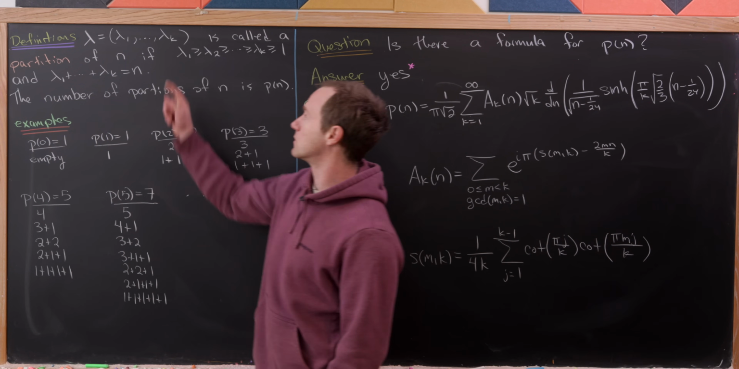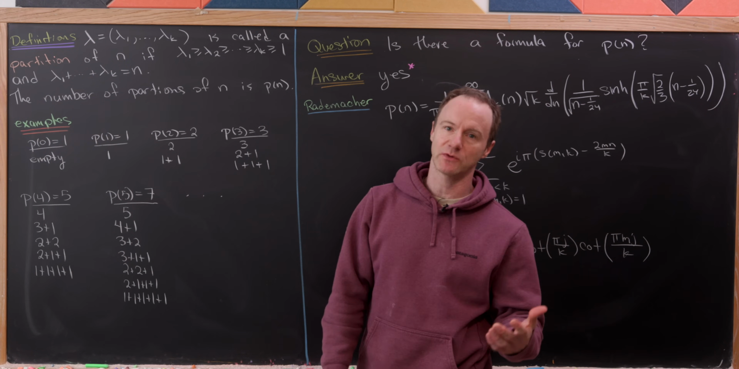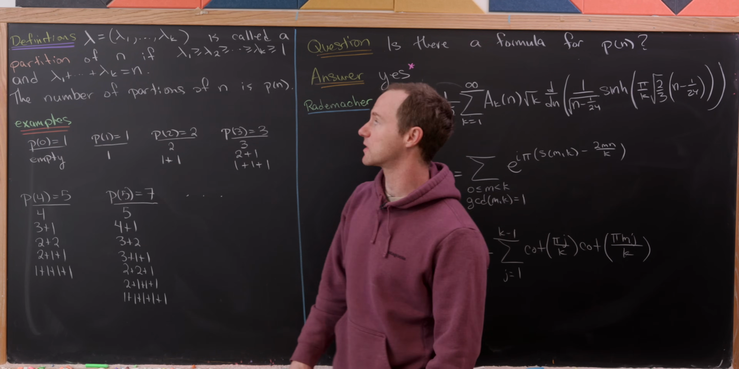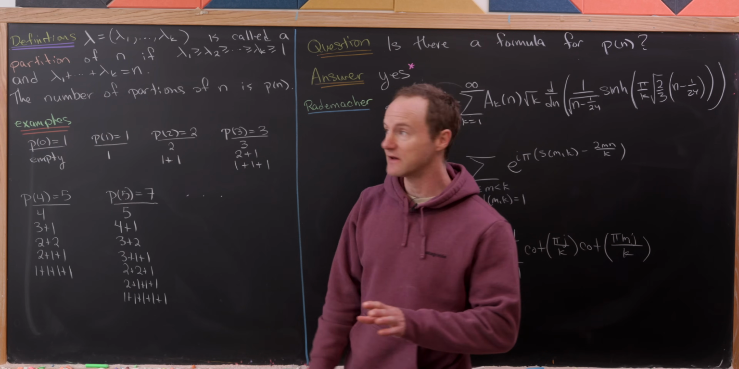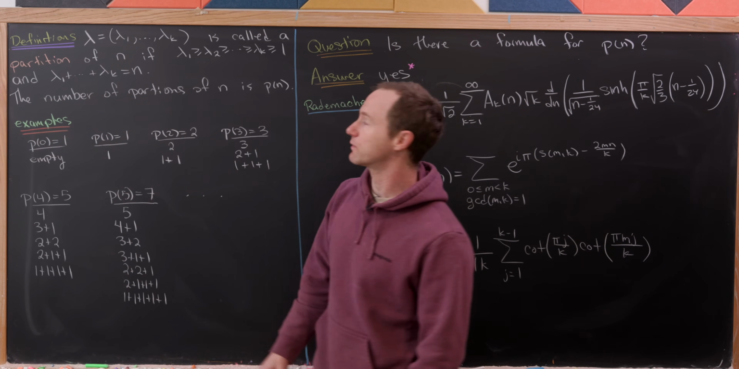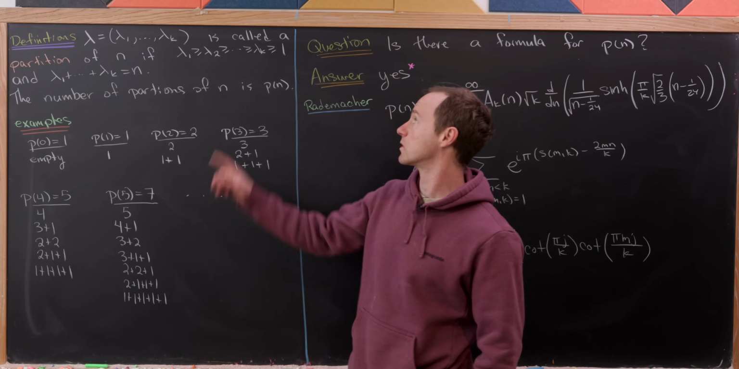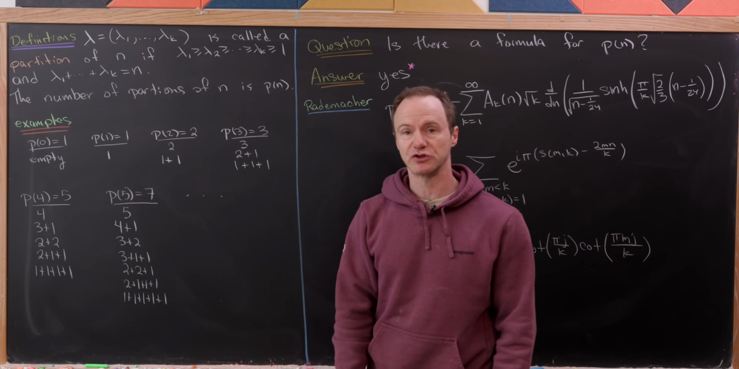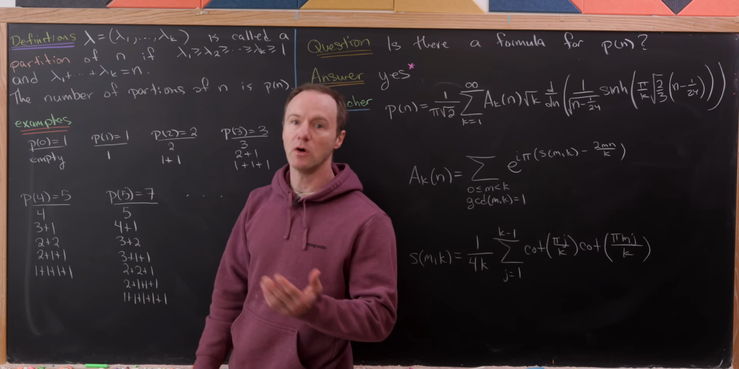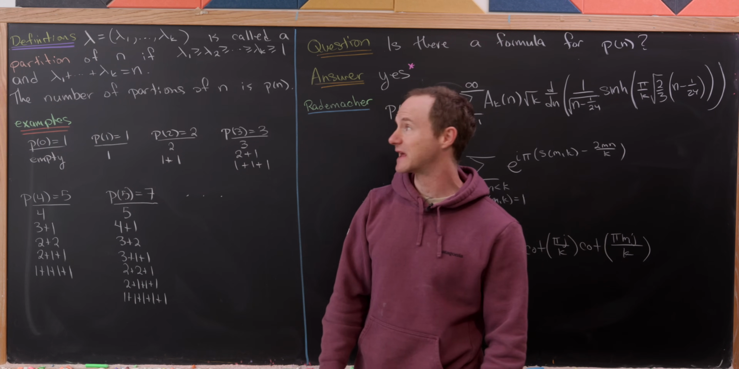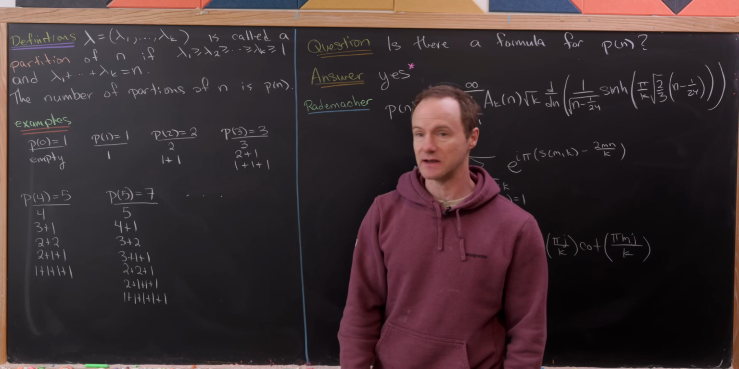So lambda, which is a k-tuple, lambda 1, lambda 2, up to lambda k, is called an integer partition of n if lambda 1 is bigger than or equal to lambda 2, which is bigger than or equal to lambda 3, and so on and so forth. They are all bigger than or equal to 1, and most importantly, lambda 1 plus lambda 2 all the way up to lambda k is equal to n.